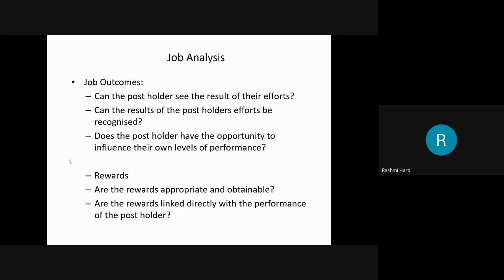Then rewards. Are the rewards appropriate and obtainable? Whatever rewards you are framing for that particular job, are they appropriate and achievable? Are the rewards linked directly to the performance of the post holder? How can it be measured, quantitatively or qualitatively? Everything is to be considered.